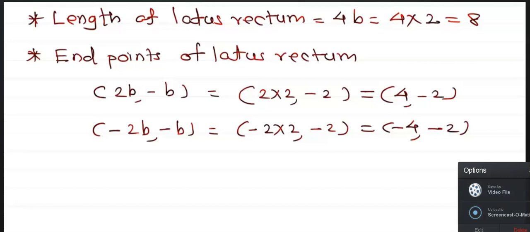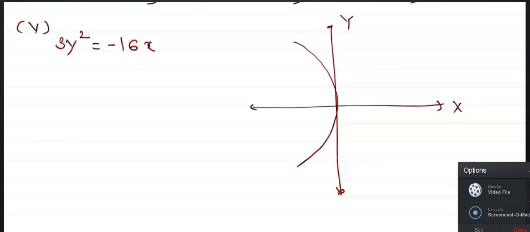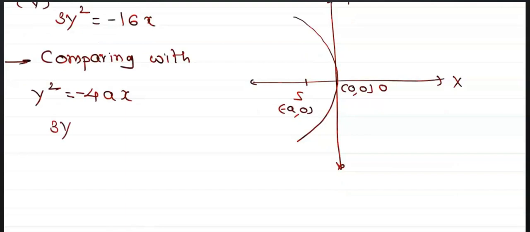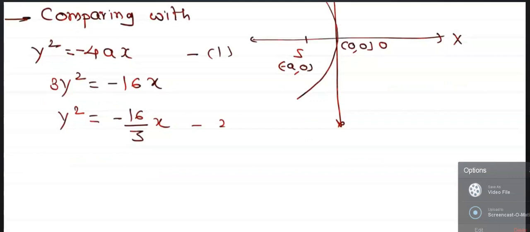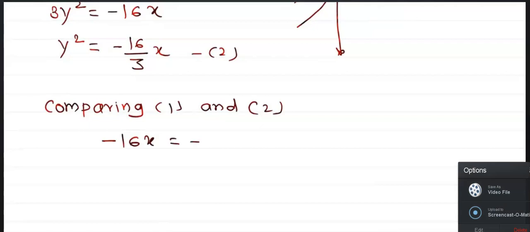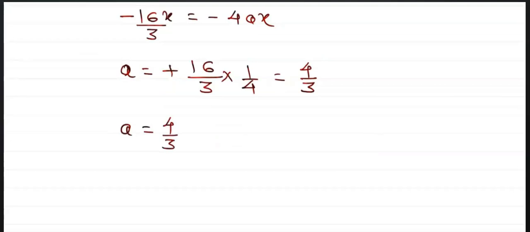Now, the fifth one, 3y square is equal to minus 16x. This is the parabola which is symmetric about the x-axis. The focus is minus a, 0, vertex is 0, 0. And if you find out the value of a, comparing it, you will get y square is equal to minus 16 upon 3 x, equal to minus 4ax, and the value of a is 4 upon 3.